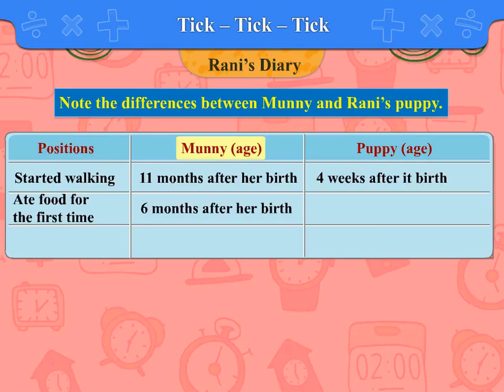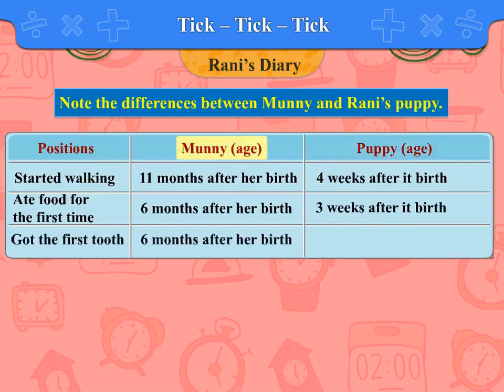6 months after her birth. 3 weeks after its birth. Got the first tooth, 6 months after her birth; 3 weeks after its birth. Did you observe? There is a difference between Rani's sister and the puppy's growth cycle.